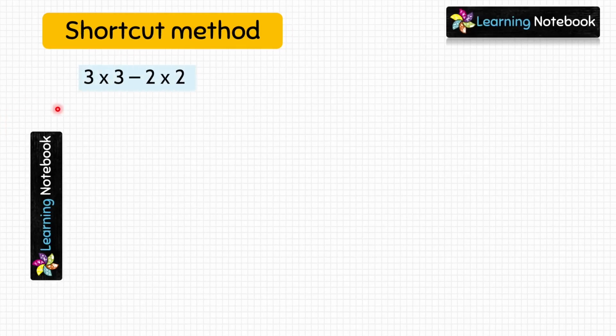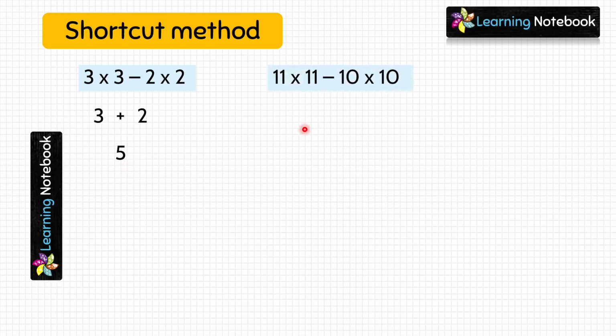Question is 3 into 3 minus 2 into 2. So to solve this, first write the first number, which is 3. And then write the second number, which is 2. Now just add them. 3 plus 2 equals 5. This is our answer. Yes, 5 is our answer. See students, how easy it is to solve such questions using this shortcut method.